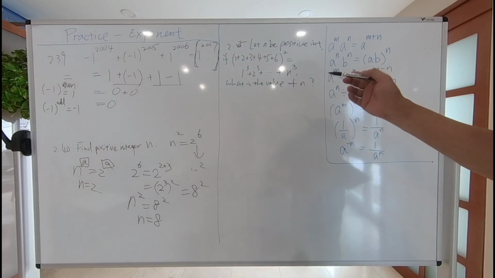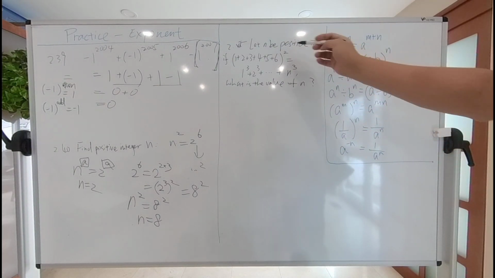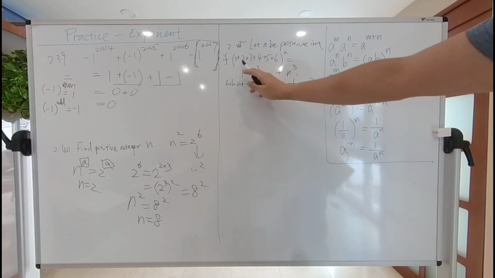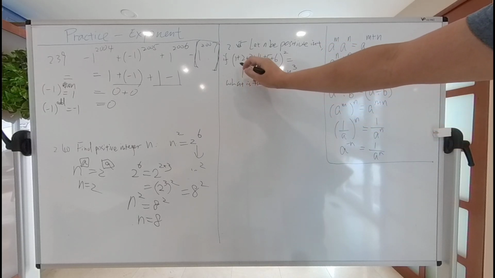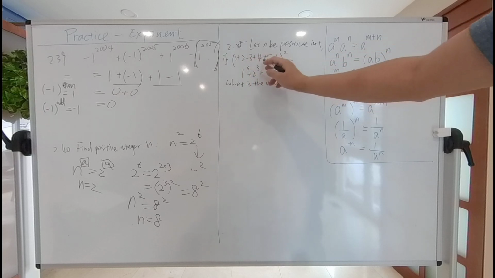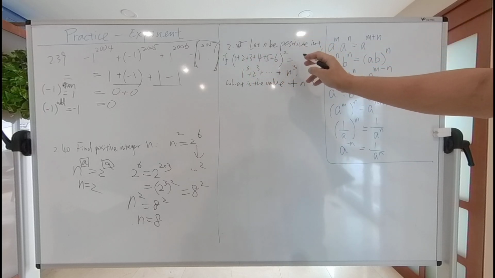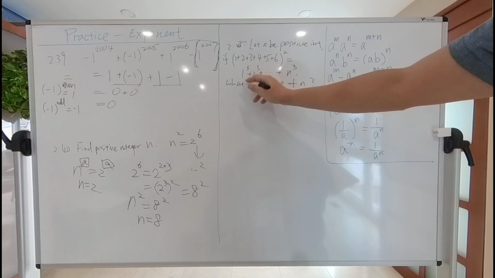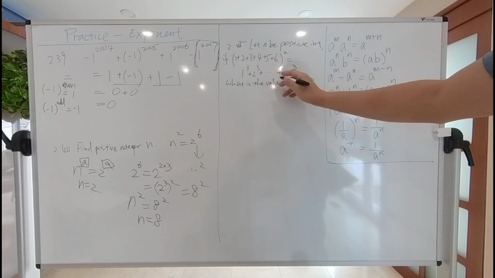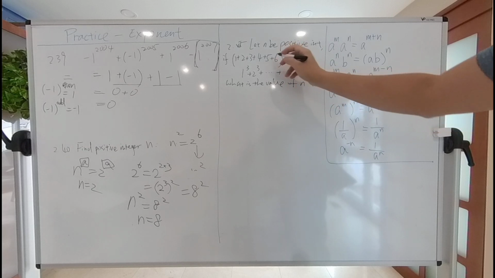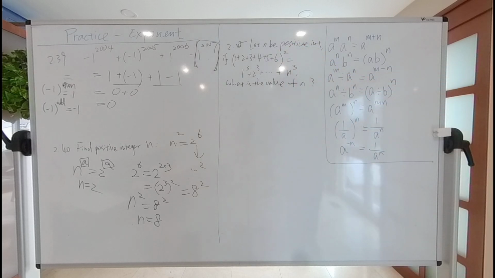Okay, next one, let n be a positive integer. If we have this relation, 1 plus 2 plus 3 plus 4 plus 5 plus 6, then taking the square, it equals 1 cubed plus 2 cubed plus until we reach a certain number of integers cubed. If this equation is true, how can we find the number n?